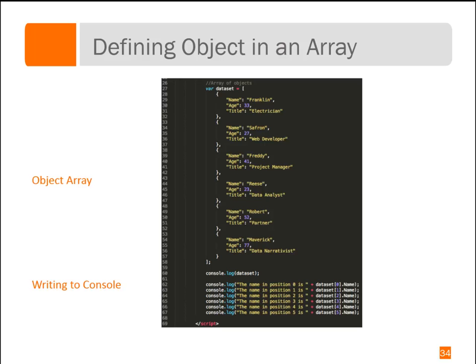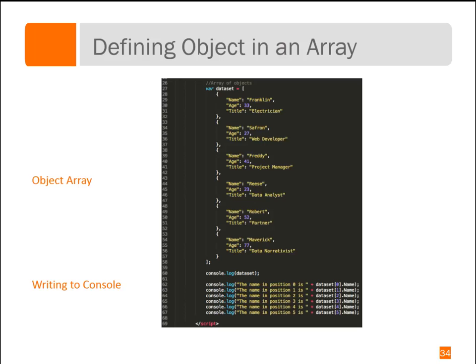Then we'll write it out to the console. So first, we will write the dataset object out to the console, and then we'll go through one by one and say, here are all the names of everyone in this array. So we'll say, the name in position 0 is Franklin, name in position 1 is Saffron, name in position 2 is Freddie, Reese, Robert, and then Maverick.